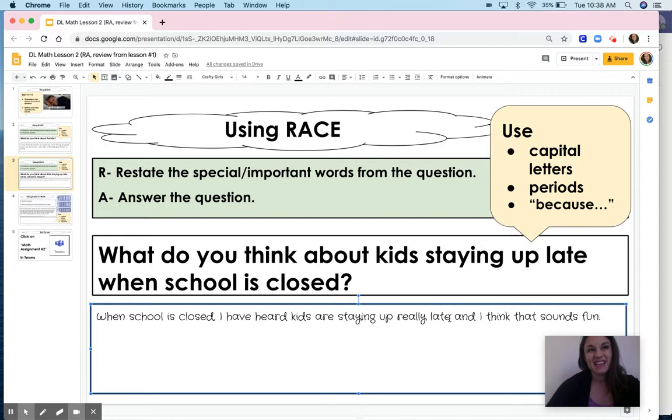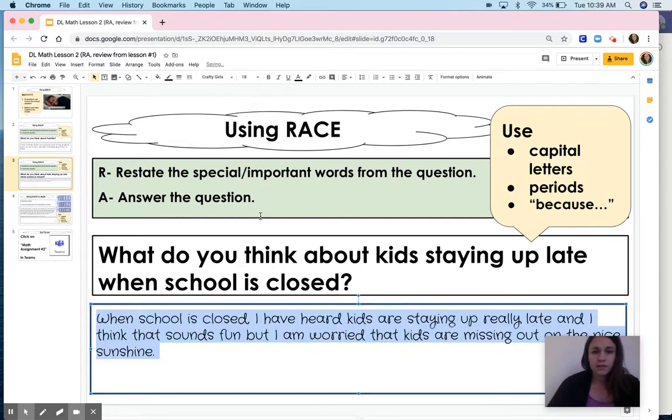I think that I'm worried kids might be missing out on the beautiful sunlight that's happening outside right now. Even if you can't go to a park or something, it just looks so pretty outside, and maybe you could just go out in front of your apartment and get some sun on your face. So I'm going to add that. Okay. When school is closed, I have heard kids are staying up really late, and I think that sounds fun, but I am worried that kids are missing out on the nice sunshine. Because, like, today is a beautiful day outside. All right. So I want to make sure you can see that. There we go.